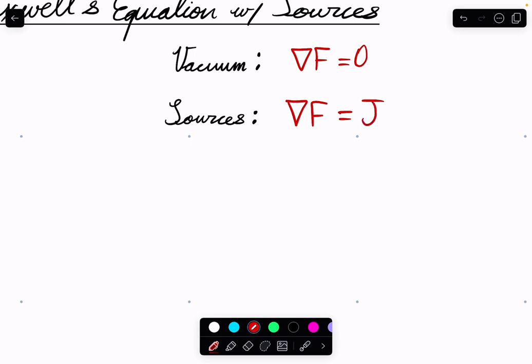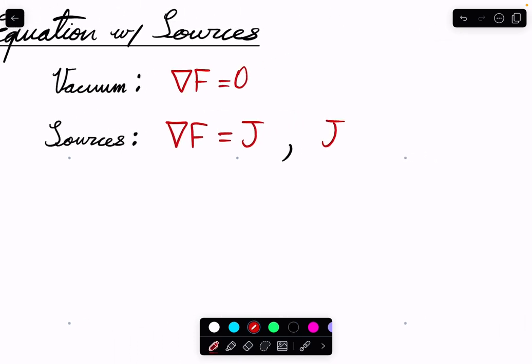So this j has an electric source and a magnetic source.